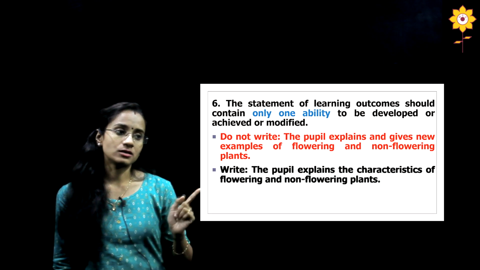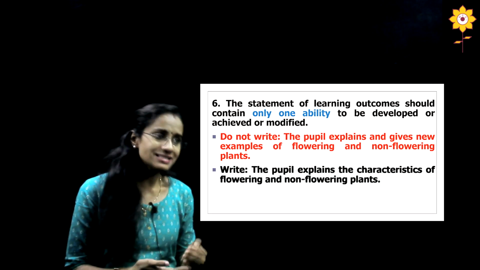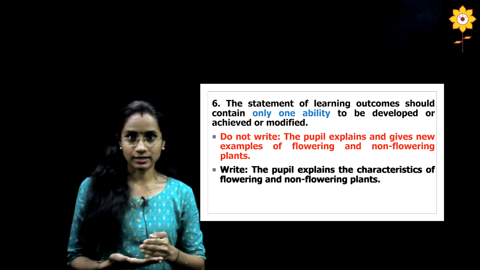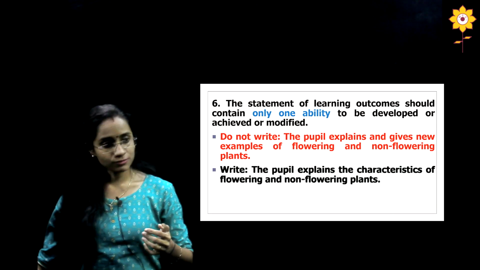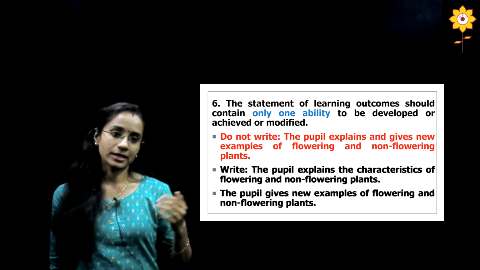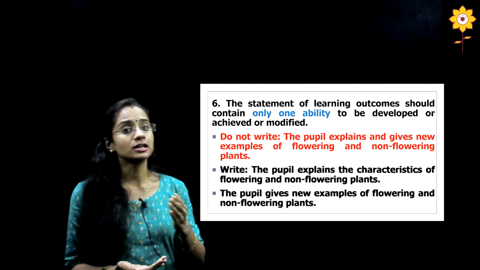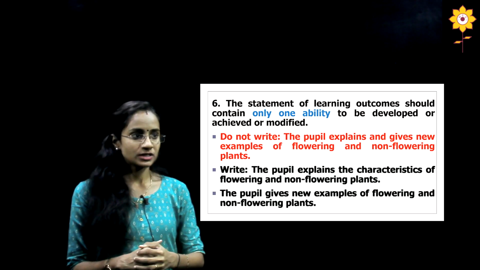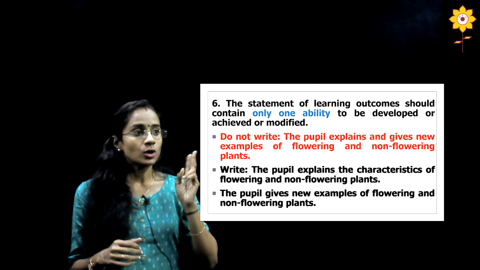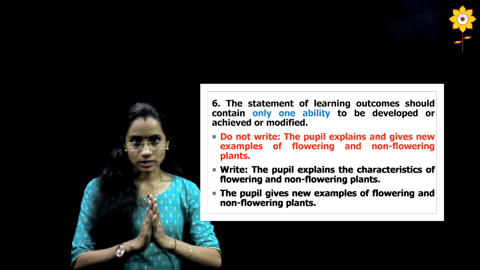So it is to be written as the pupil explains the characteristics of flowering and non-flowering plants. And the second, if I need to write it, I can write it as the pupil gives new examples of flowering and non-flowering plants. Is this clear? Two abilities should not be put together.